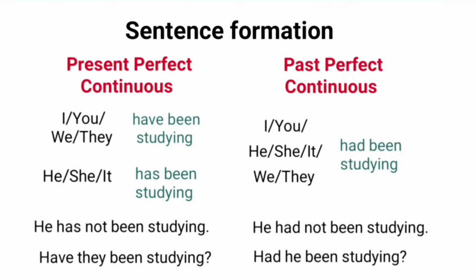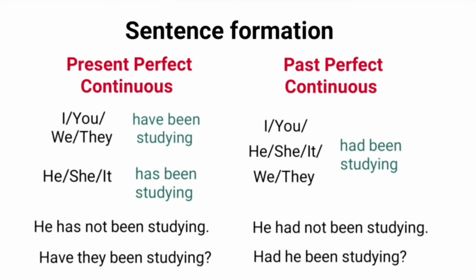In present perfect continuous tense, with subjects I, you, we and they, have been is used, and the sentences are I have been studying, they have been studying. With subjects he, she and it, has been is used, and the sentence is she has been studying. In negative sentences, simply not is added, and sentences like this: he has not been studying. In interrogative sentences, order of the words is changed, and examples are have they been studying, has she been studying.